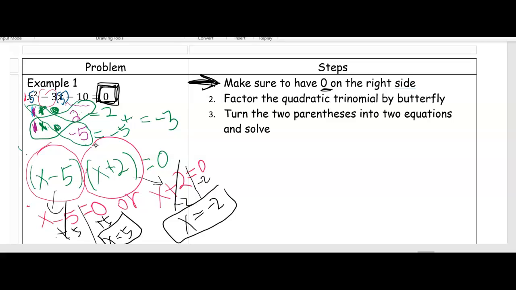Okay? So 5 squared is 25. And -3 times 5 is -15. And minus 10. Give you what? 25 minus 15 is 10. 10 minus 10 is 0. So it makes the equation true. Right? And let's check the second solution.